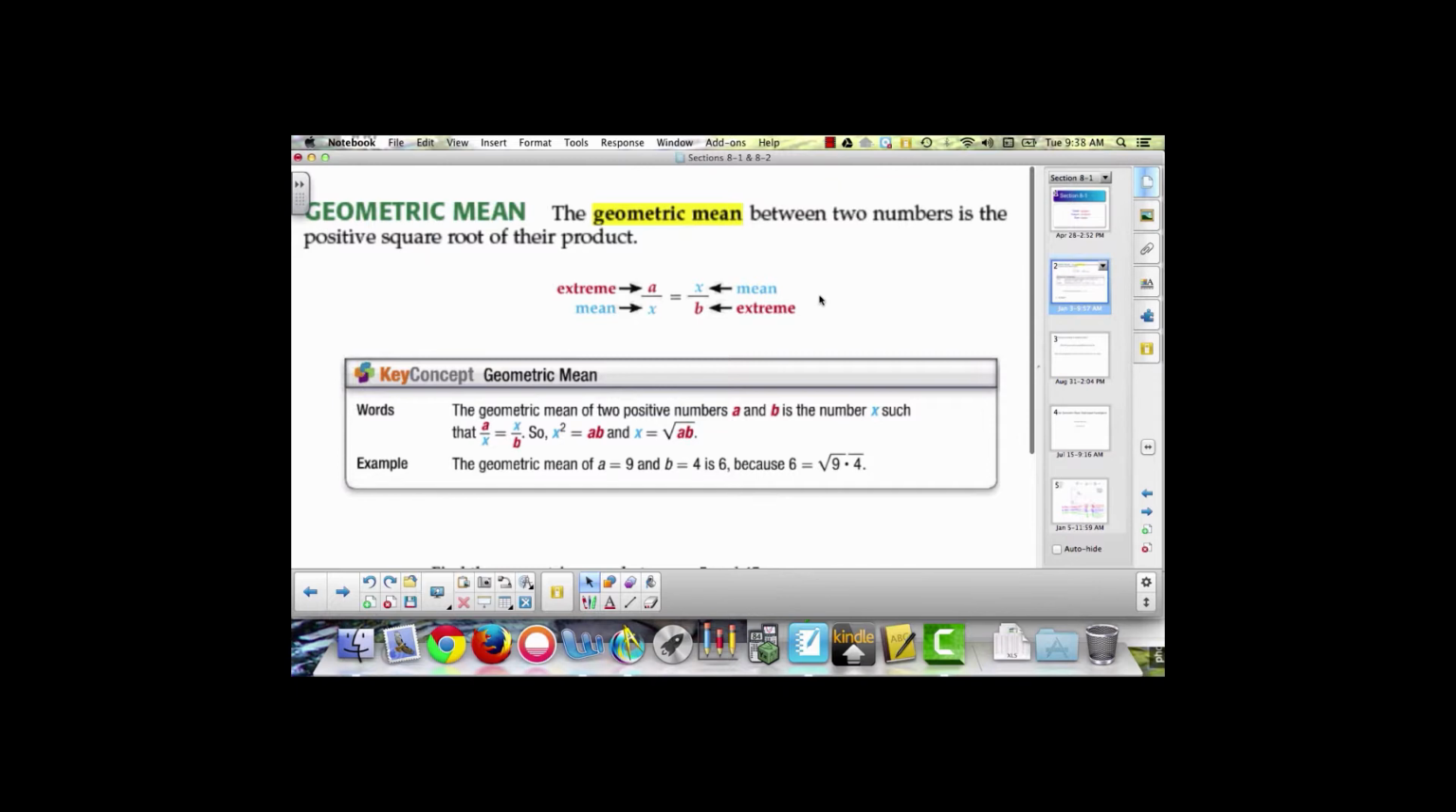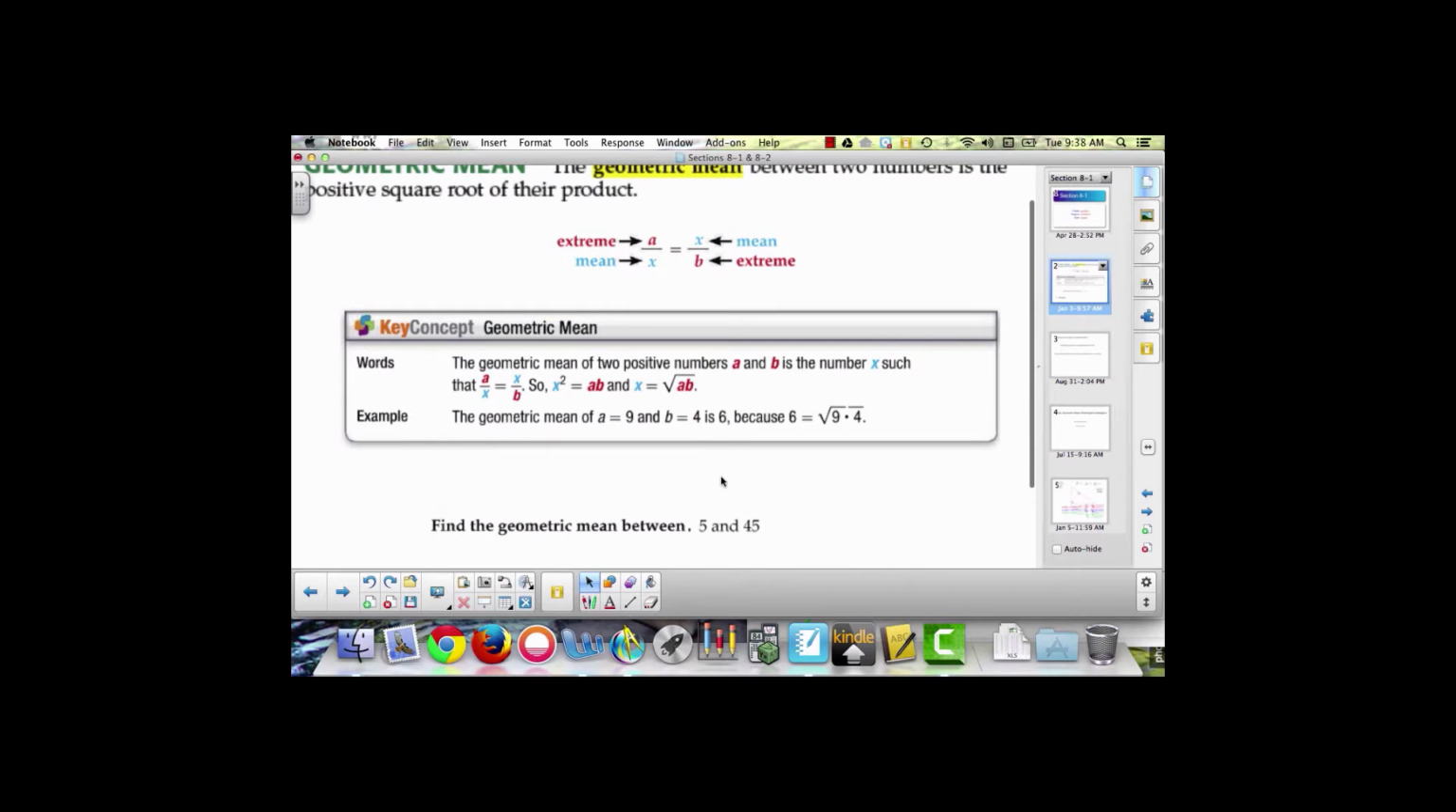When you want the geometric mean of two numbers, or if I were to solve this proportion, I would multiply both sides together and get x squared equals ab. So the geometric mean is the square root of the product of those two numbers. For example, if I have the two numbers 9 and 4, I multiply them together to get 36 and take the square root to get 6. So 6 is the geometric mean between 9 and 4.